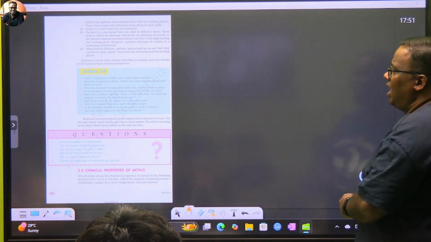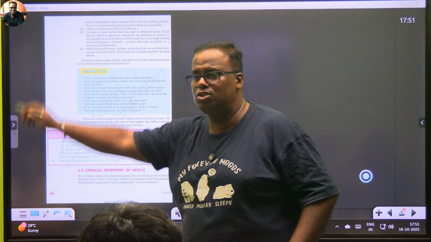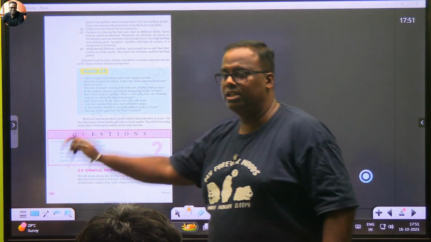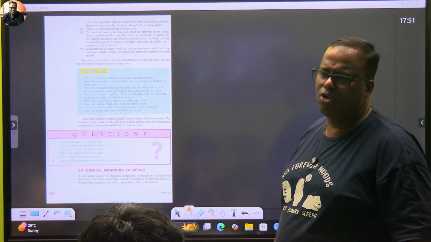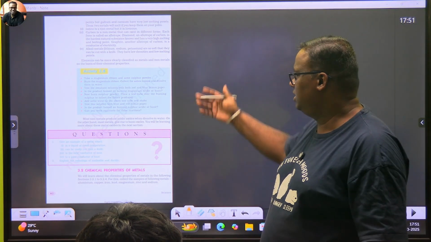Okay. Alkali metal means group 1. Alkali earth metal means group 2. They will all be soft. They will not have luster. So I think this part is also done.